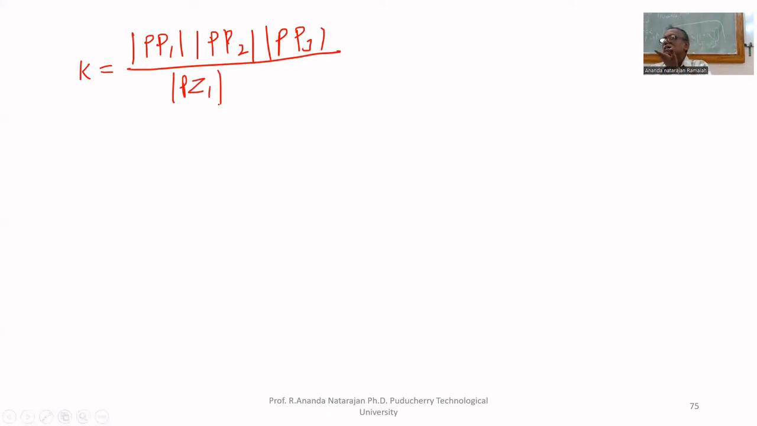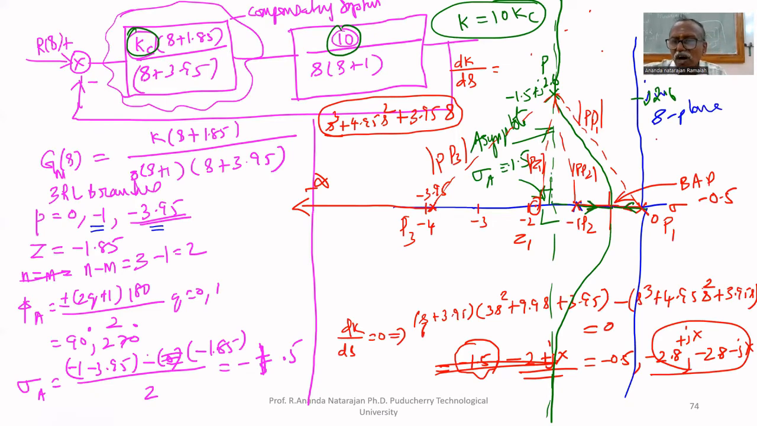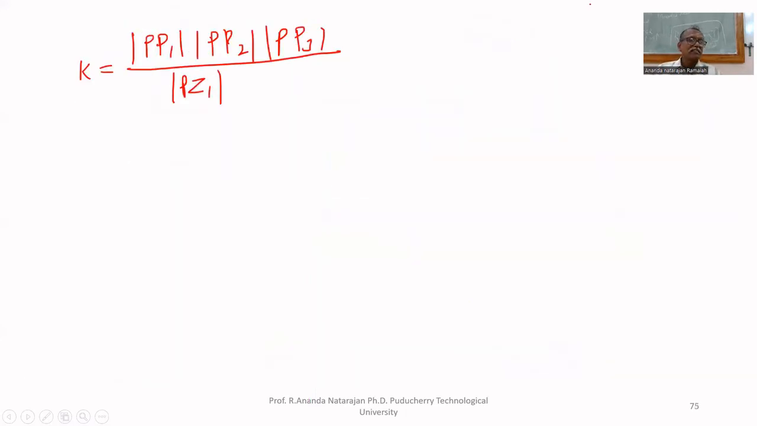PZ1. This is the required K, because we do not know the value of K at P. The root locus is for K equal to 0 to K equal to infinity, but we do not know the value of K at P, that we are going to find. For that we joined PP1, PP2, PP3 and PZ1. Now we have to find the length. You can measure by using a scale, because on the graph sheet 1 division equals 1 centimeter in both x-axis and y-axis. Then you can directly measure using a scale. Otherwise, you can analytically find the length.